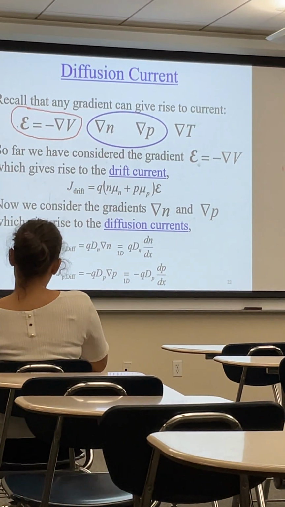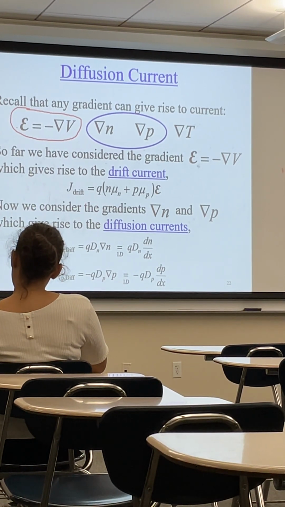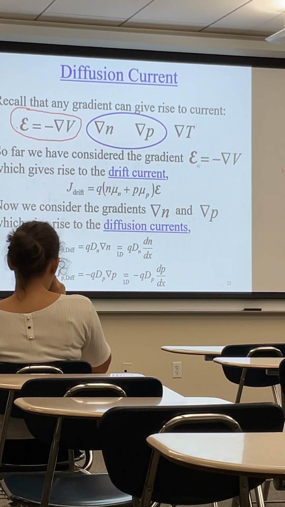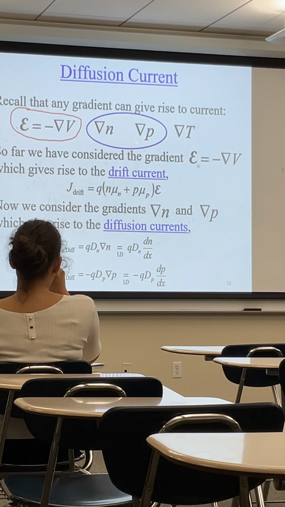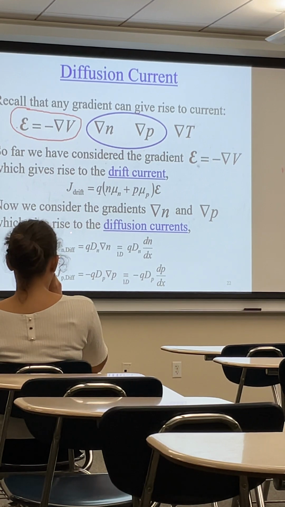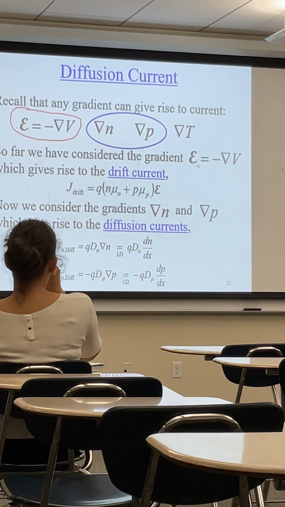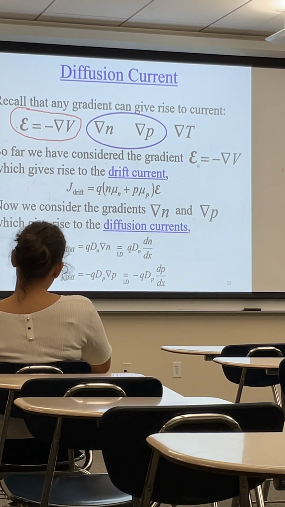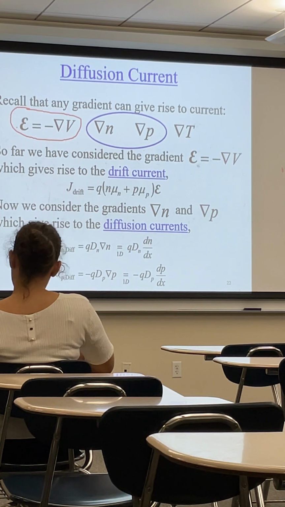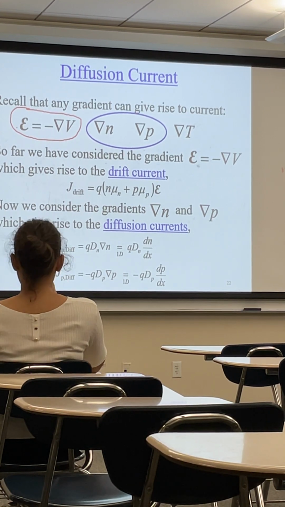Now, today we're trying to understand these two. If we have a gradient in electron concentration, or a gradient in hole concentration, what can happen? These gradients can actually give rise to the so-called diffusion current. These are the two expressions for the diffusion current: these are for electrons, and this is for holes. And we will try to prove this equation.